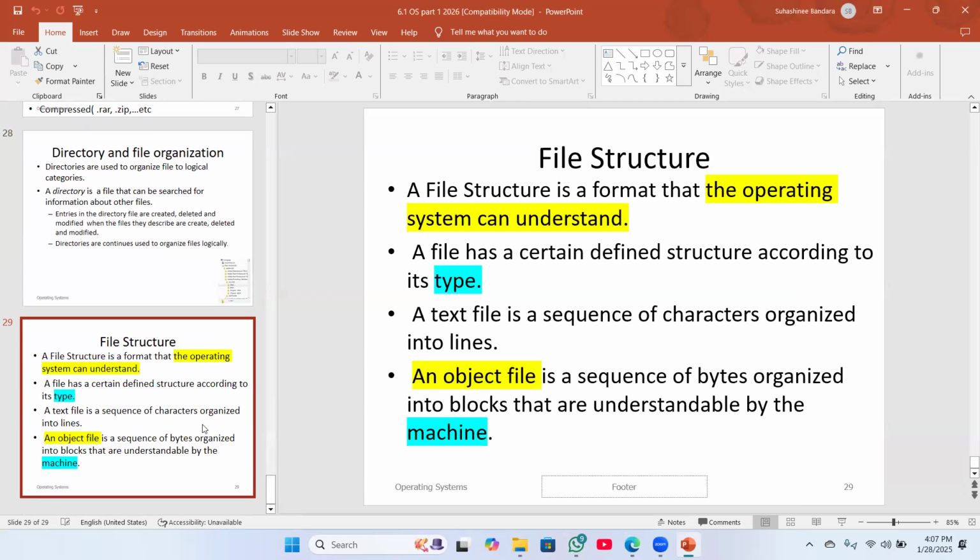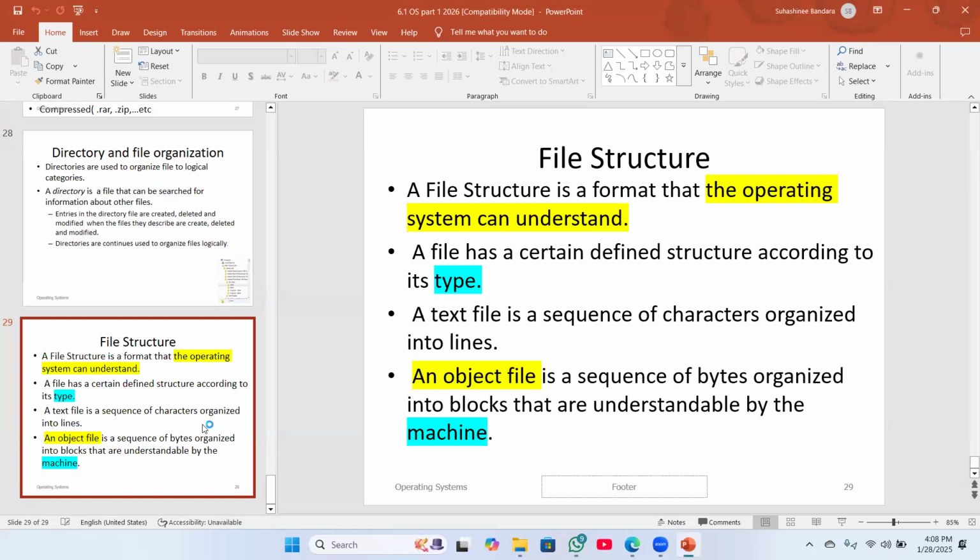The file structure is a format that the operating system can understand, how the file looks. A file has a certain defined structure according to the file type. So a text file is a sequence of characters organized in lines. Then an object file is a sequence of bytes organized into blocks that are understandable by the machine.